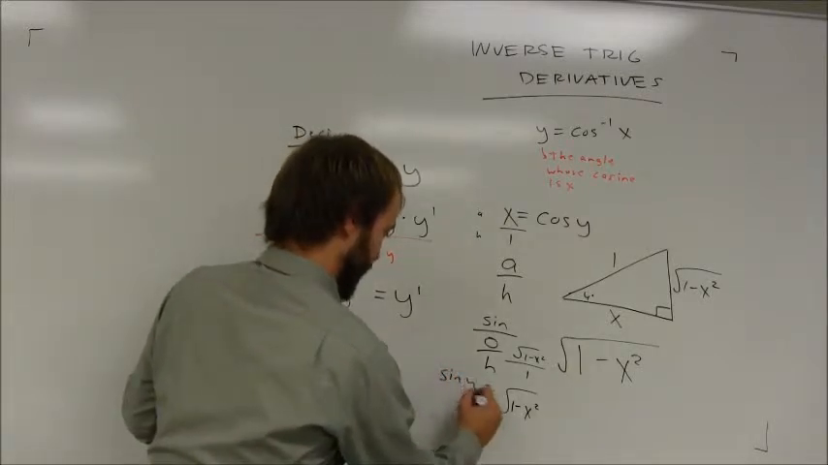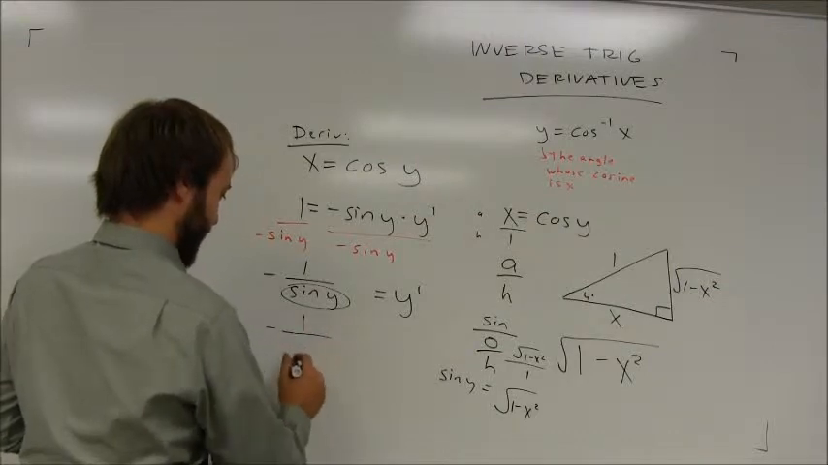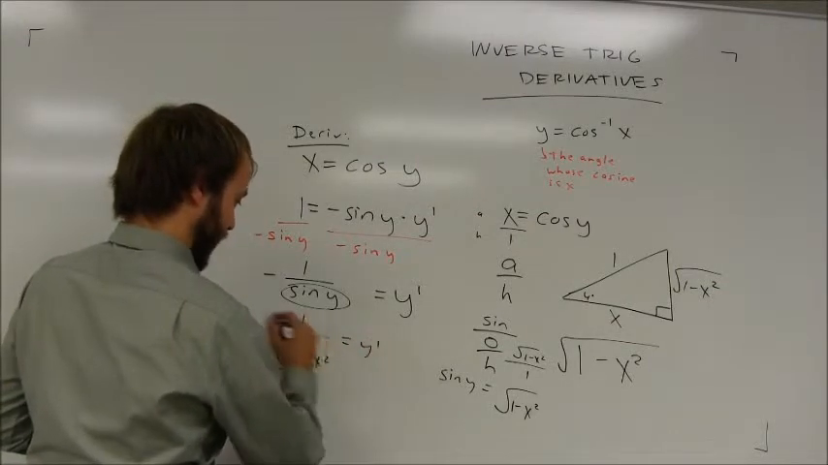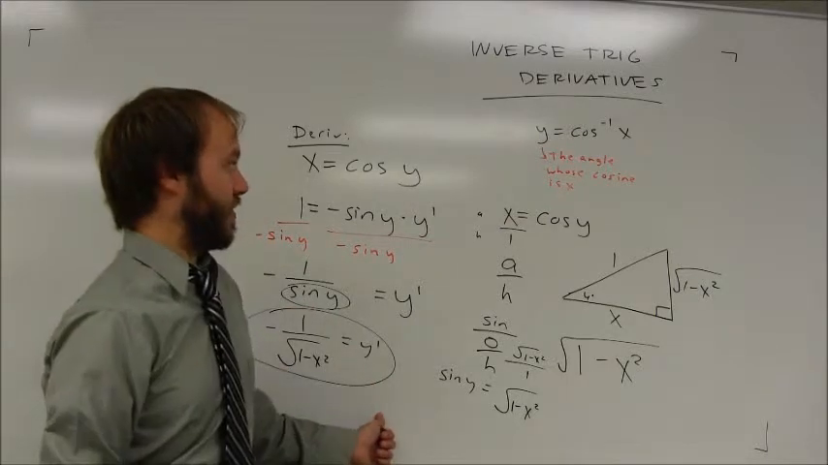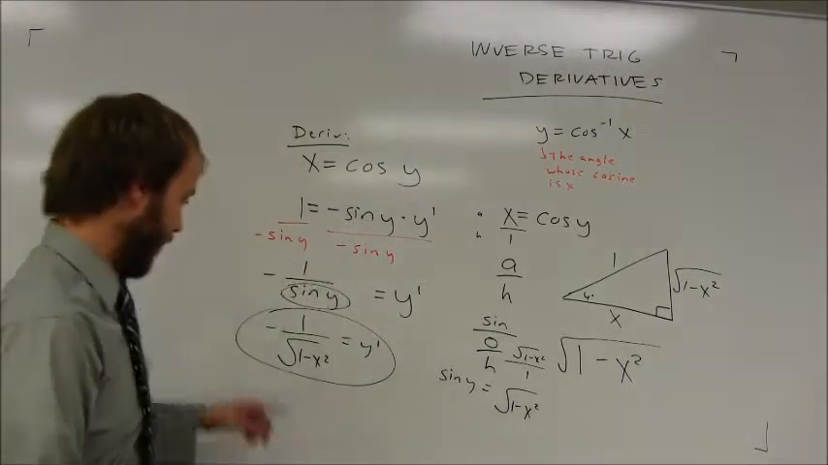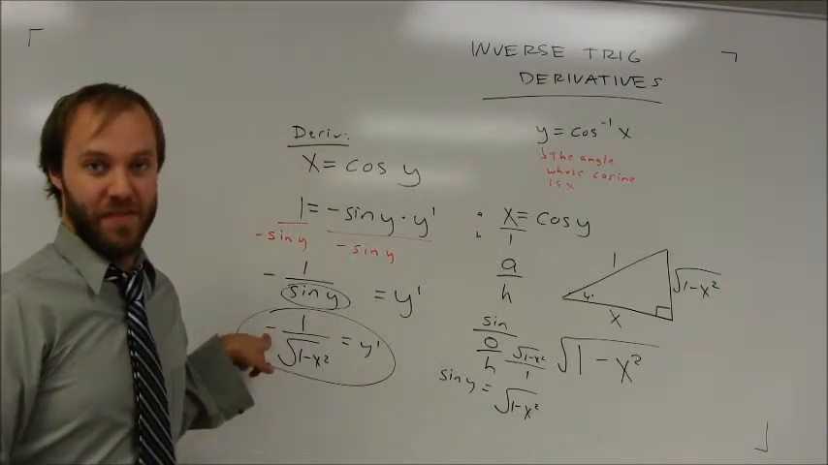So I'm going to replace the sine of y with this value right here, and that means that the derivative is going to be negative 1 over radical 1 minus x squared, and that is the derivative of the inverse cosine function. Notice, very important, the only thing that changes from the inverse sine derivative is the sign. It's negative instead of positive.